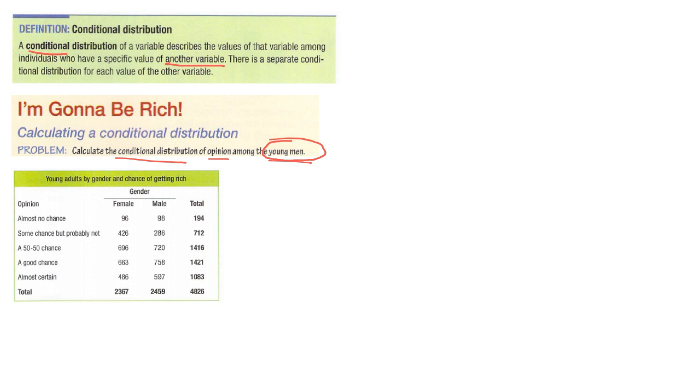Now, instead of looking at the total for the whole table, like I did for marginal distribution, where almost no chance took in both males and females, I'm only looking at males. So 98 out of 2,459. And that will give me my conditional distribution of males that feel that they have almost no chance of being rich by 30.